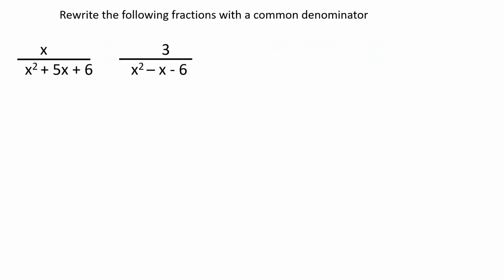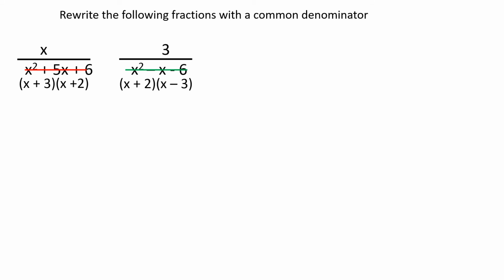Okay, it says rewrite the following fractions with a common denominator. All right, well now we've got polynomials. So the first thing we're going to do is factor them so we can figure out what the LCD is. So if I factor the first denominator, I get x plus 3 times x plus 2. I'm going to let that represent the polynomial x squared plus 5x plus 6. And the second denominator, we have x squared minus x minus 6. I'm going to factor it, and I'm going to let the x plus 2, x minus 3 represent that polynomial there.